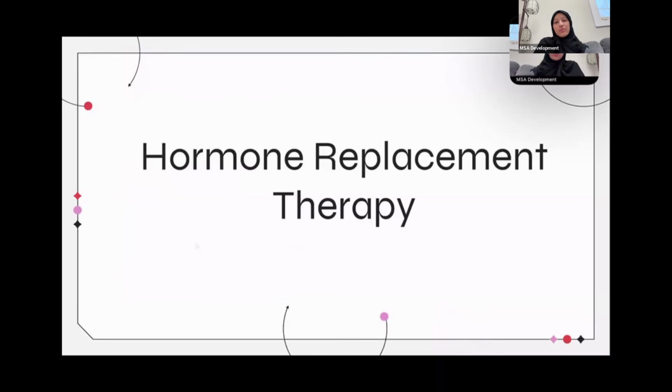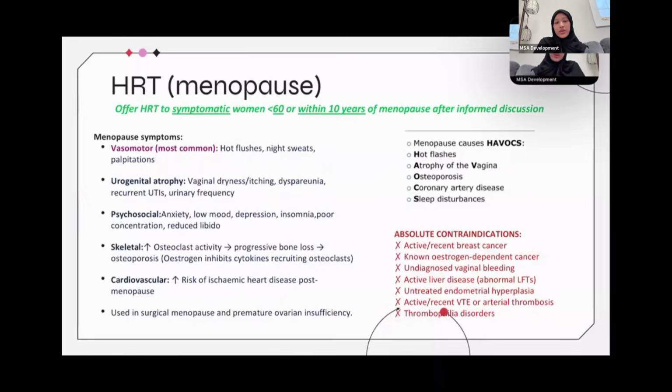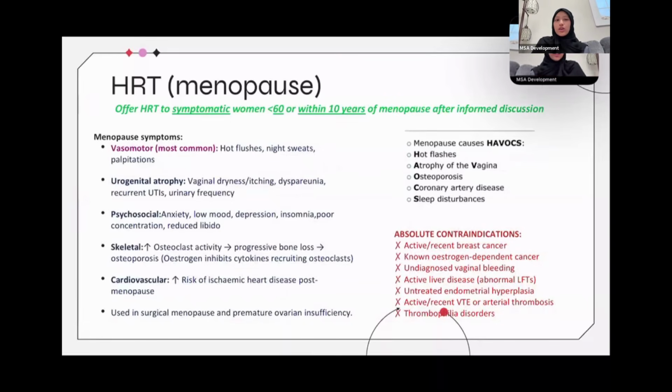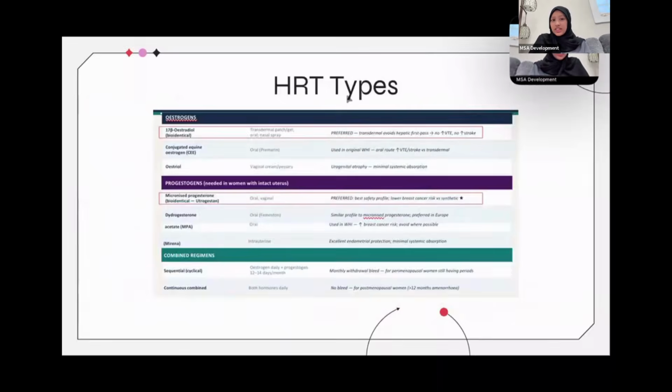Let's go to hormone replacement therapy. So, hormone replacement therapy, again, remember, if someone is deficient in estrogen, estrogen is still a protective factor for all of us, right? So we want to replace that in certain cases, like menopause here, if you see, or premature ovarian insufficiency.